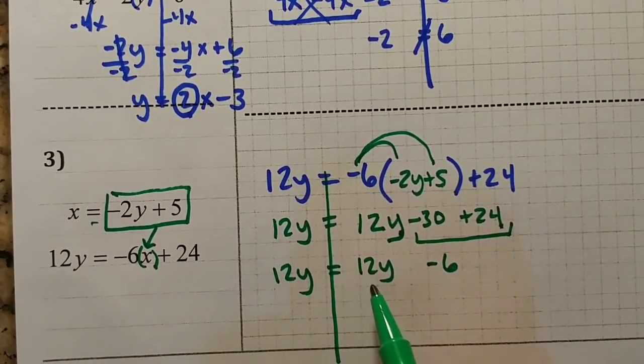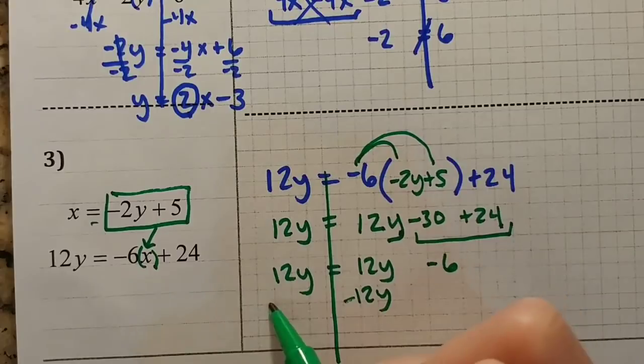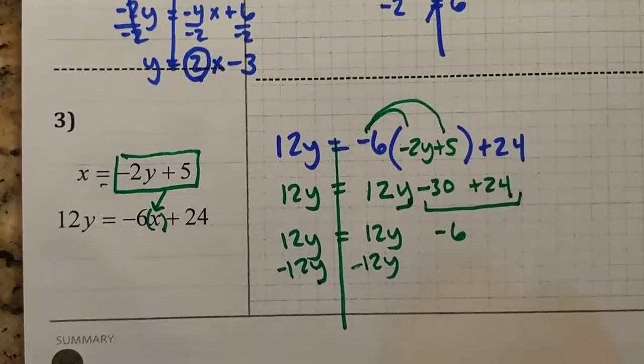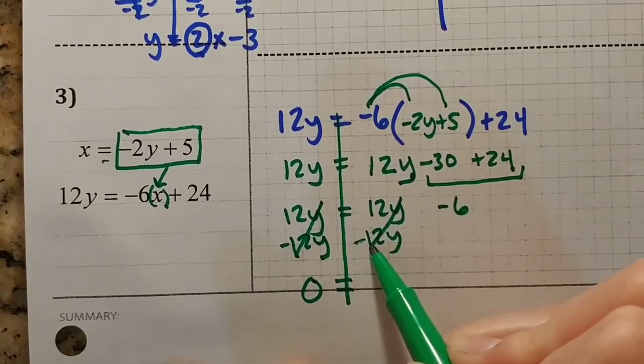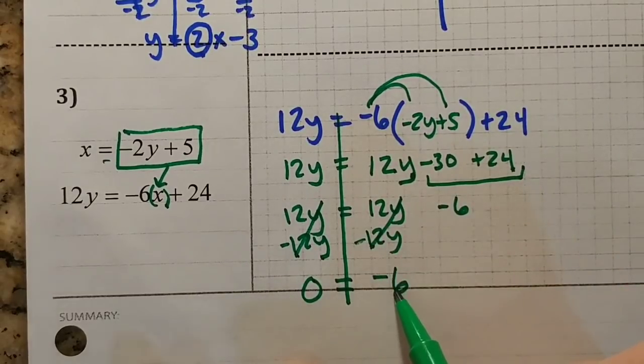I see that there's a y on both sides. If I were to move to the bigger party, they're both the same size. But to move, I'd have to subtract 12y. By doing that, 12y minus 12y is 0. Here it's 0, and I'm left with a negative 6. My variable canceled out completely.